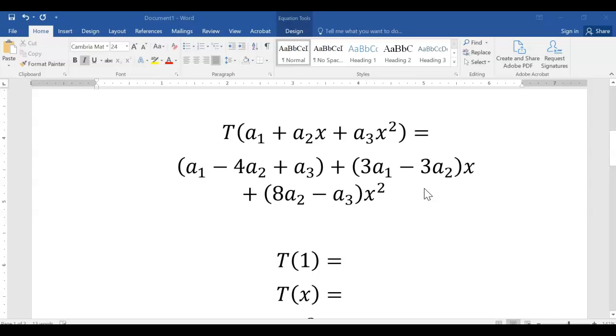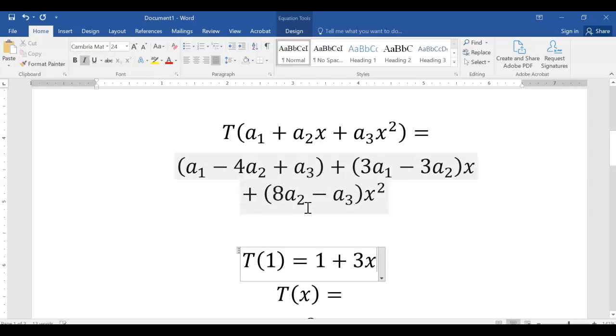So here is that transformation, and let's go to it. If I plug in a 1, I get 1 plus 3x, and that's it. There's no x squared down here. Again, when I say plug in a 1, I'm saying A1 is 1, A2 and A3 must be 0.